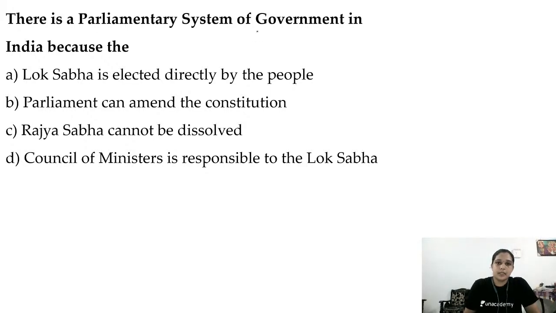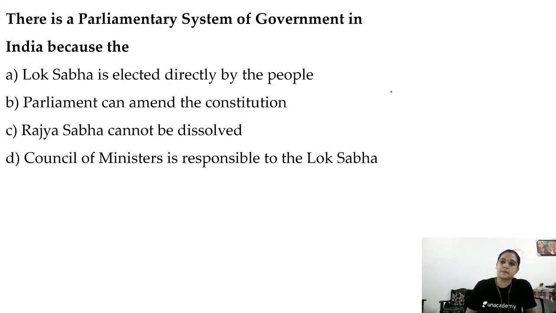This is about the parliamentary system of government. There is a parliamentary system of government in India because Lok Sabha is elected directly by people, Parliament can amend the constitution, Rajya Sabha cannot be dissolved, and Council of Ministers is responsible to Lok Sabha. Fine. So in this question, all the 4 look like parliamentary system of government. But what is a major feature of parliamentary system?